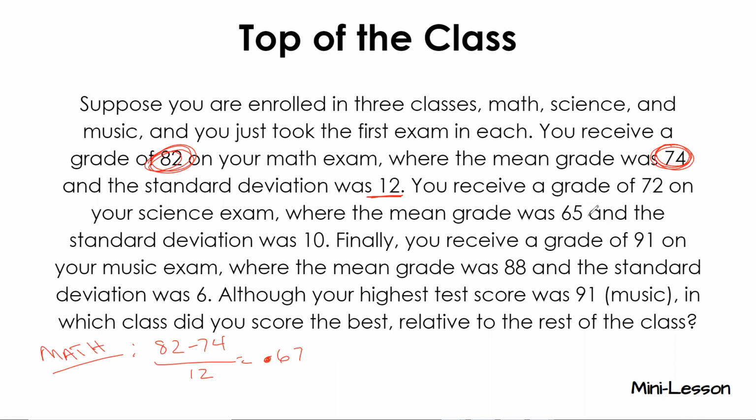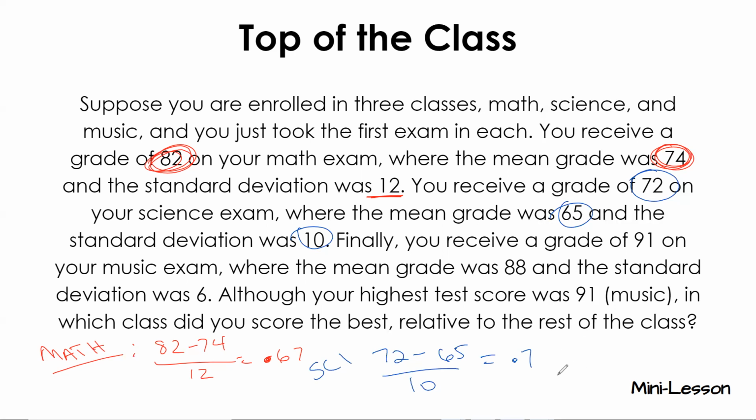Now looking at the next one, you got science. So we got 72 minus 65, and we're going to divide it by 10. So, say again. 0.67. We're going to do 72 minus 65 divided by 10. And that's going to give us 0.7. Can you figure out the z-score for the last one?